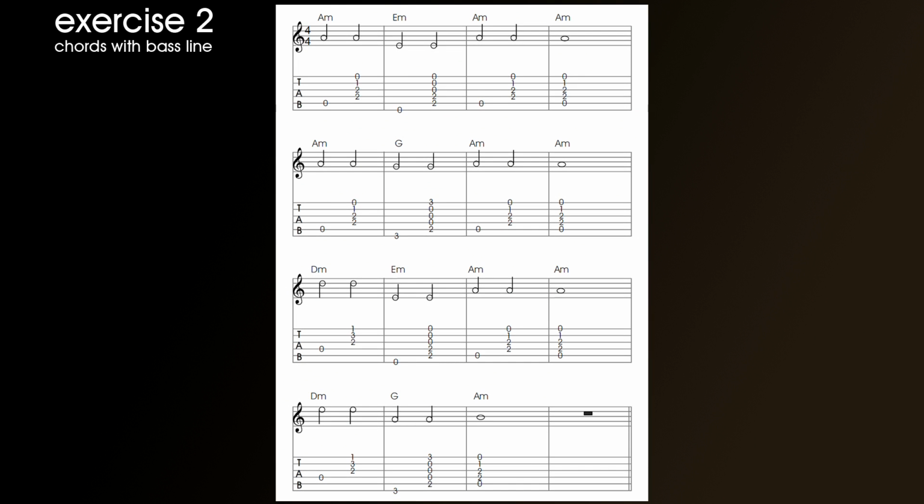Exercise 2. Exercise 2 is a little more complicated to look at because we've got the chords above the score, then we've got the music with the rhythm in, and below that we've got the tablature which shows the chords broken down slightly. So we're playing the bass of the chord before we strum the rest of the chord.